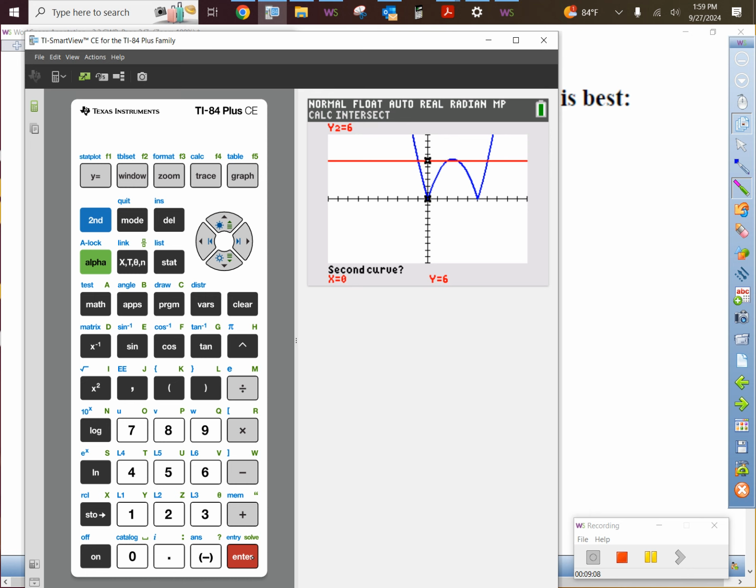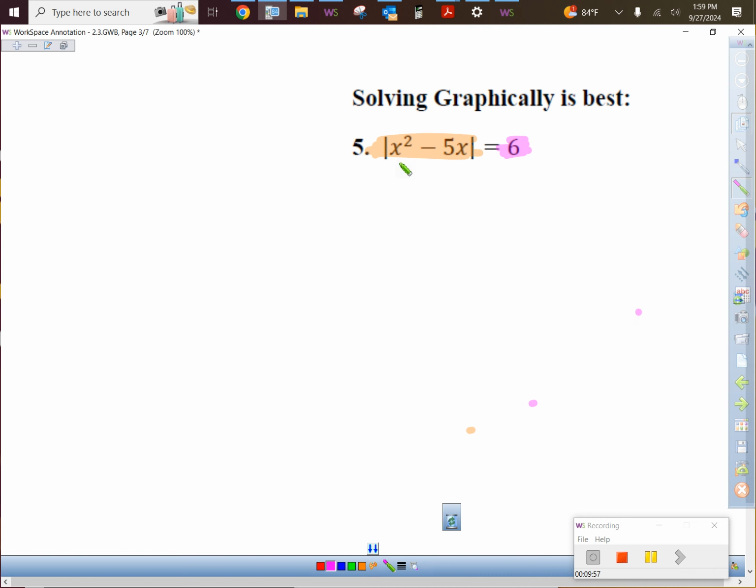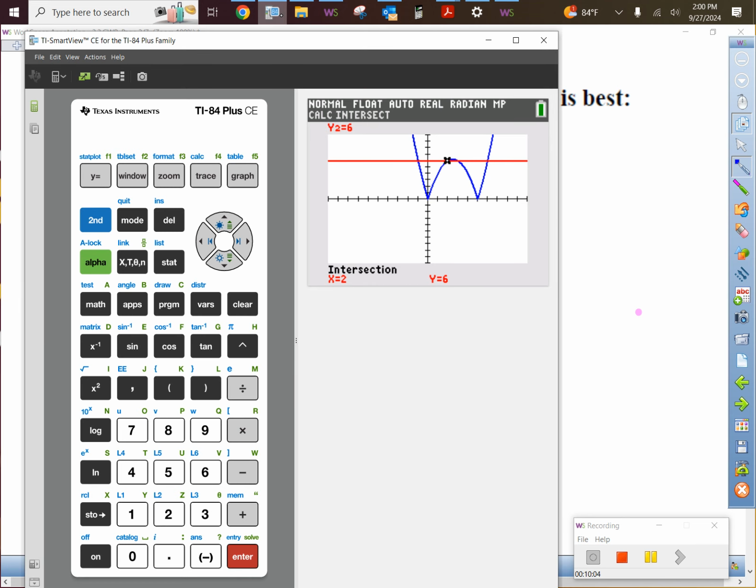Here's my question. What are we solving for? Are we solving for x or are we solving for y? Solving for x, so one of our x values was 2. Are you with me on that? Like, the y value of 6 doesn't matter. We wanted to know what x equals.